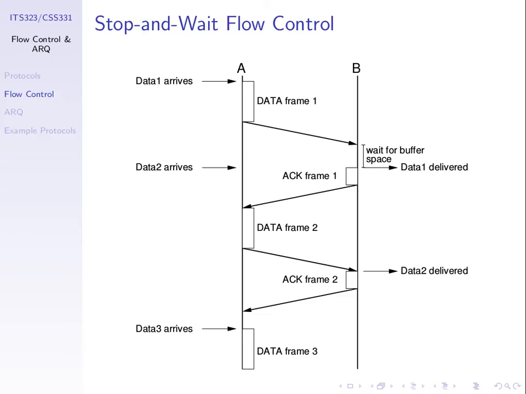So at the start, let's say we have one data frame to send from A to B. When I say data one arrives, it means the user has pressed send and has a single piece of data to send to B, data one. So A, to get started, it transmits the first data frame. Data frame one is transmitted. It propagates. It arrives at B.